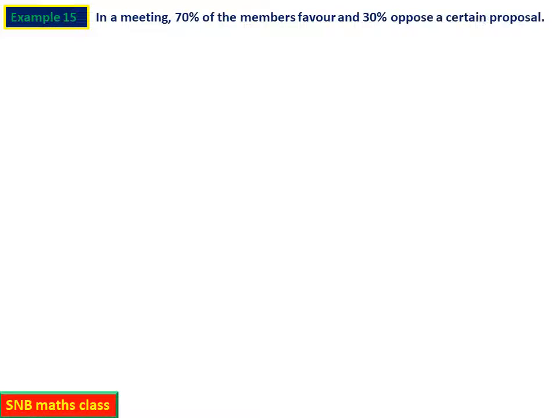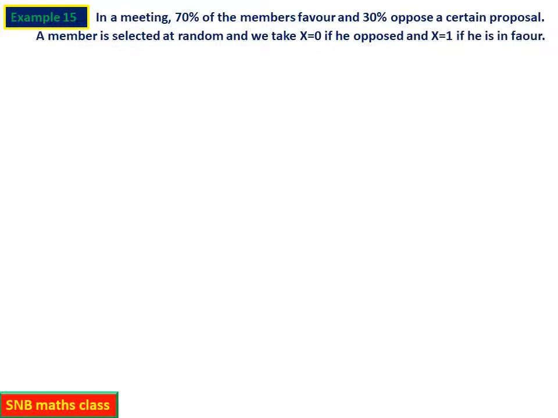Next, example 15. In a meeting, 70% of the members favor and 30% oppose a certain proposal. A member is selected at random and we take x equal to 0 if he opposed, and x equal to 1 if he is in favor. So find E of x and variance of x. See, in such questions you have to understand what is the required value of x and what is the corresponding probability.